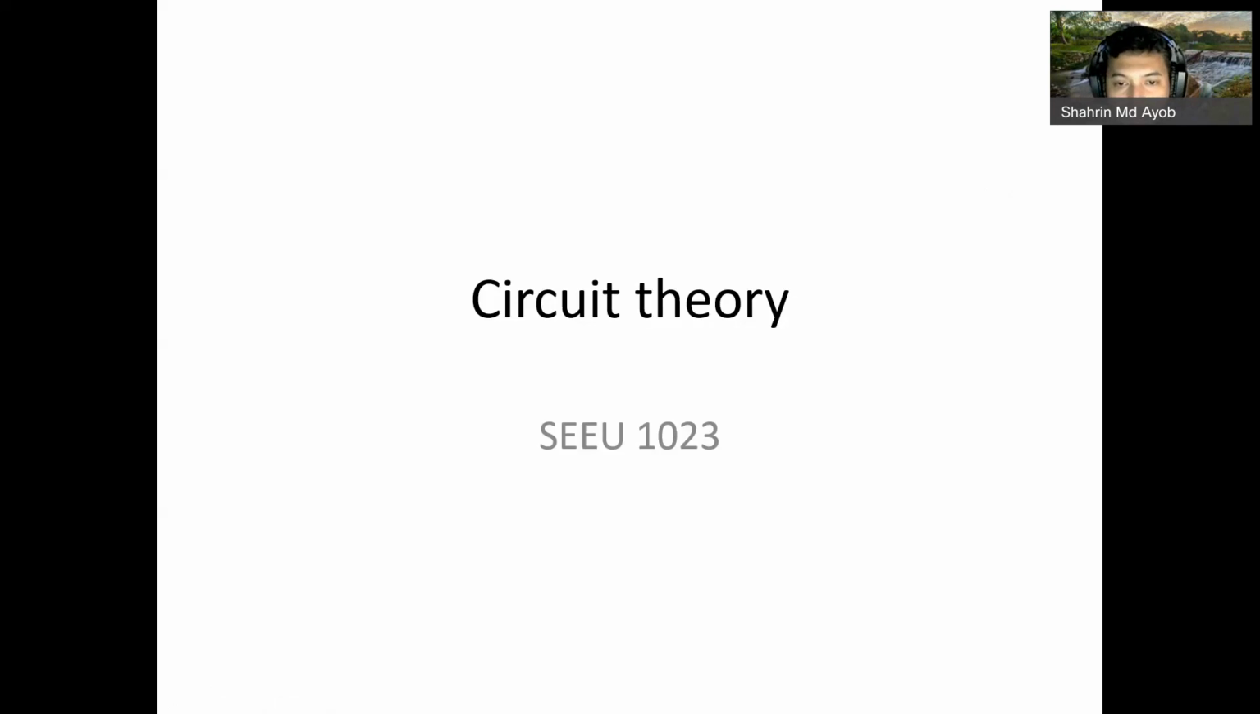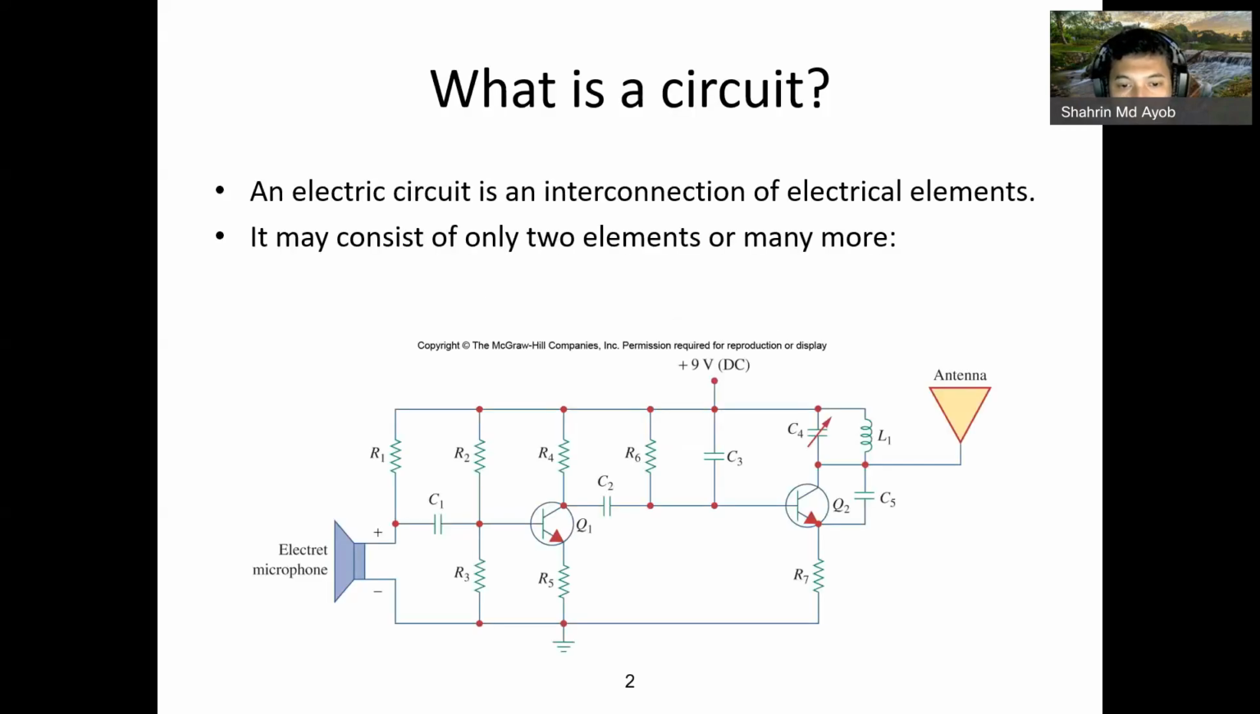Okay, so this is Circuit Theory SEEU 1023. This is the slide where we will introduce what electrical circuits are and the methods of analysis that can be used to analyze electrical circuits. So in general, what is a circuit?